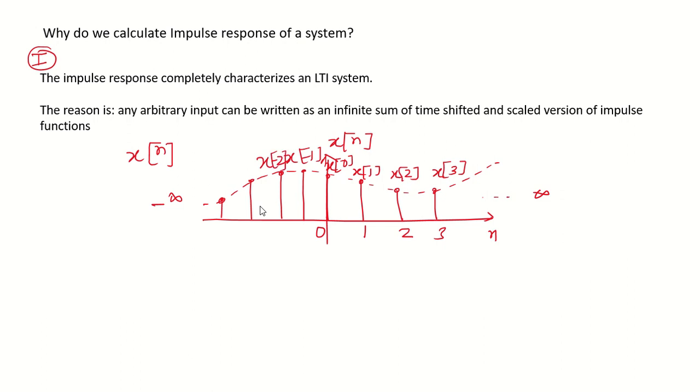So we can define this input signal in terms of impulse signals, because these are impulses. So this is an impulse at n equal to 0, and this is an impulse at n equal to 1.